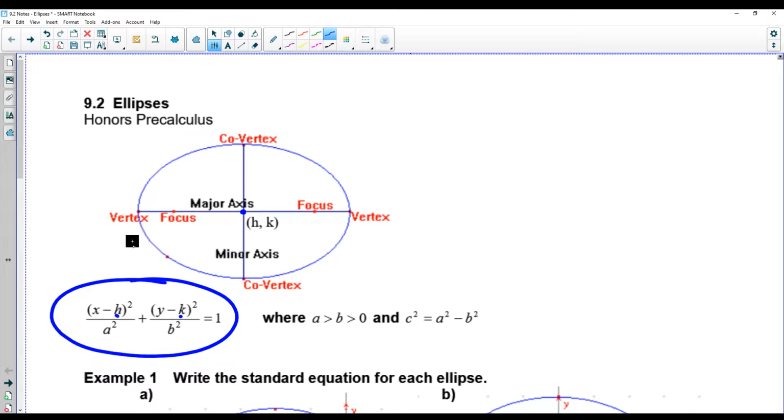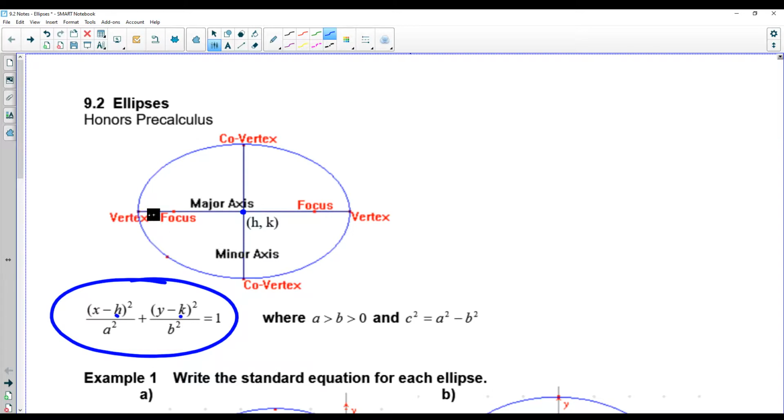Now, if you look, it has a major axis that goes all the way across the long part of the ellipse, and a minor axis which goes across the short part of the ellipse. And if you see, it forms a cross. Hallelujah, it forms a cross. And in the center of the cross is the center of the ellipse.